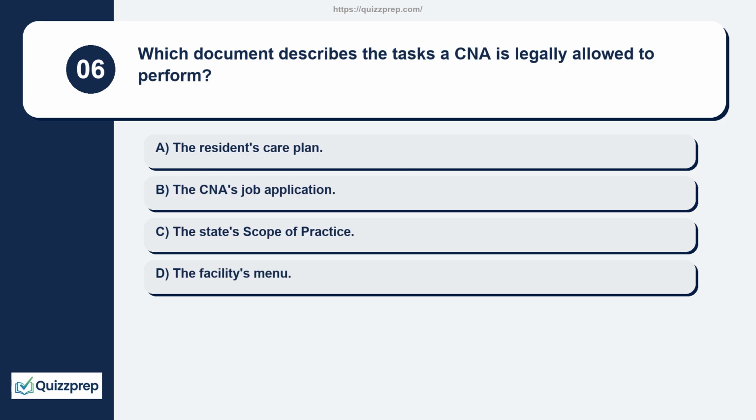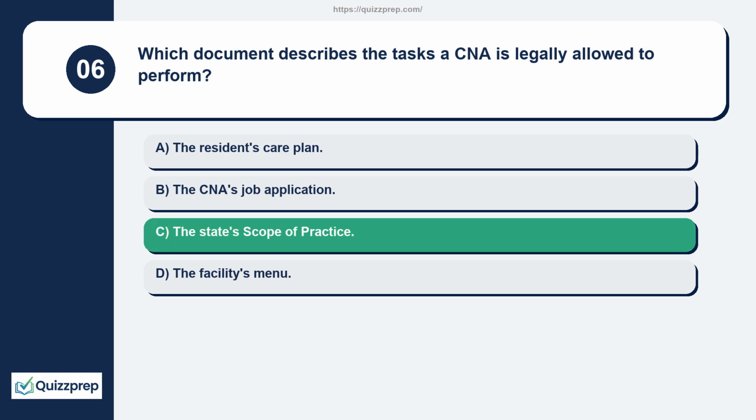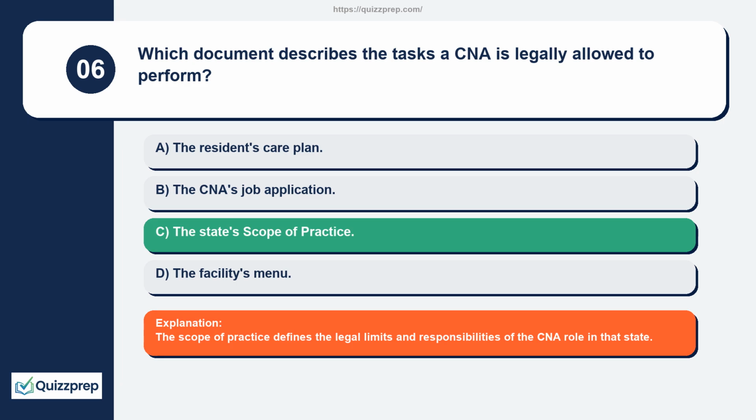Question 6. Which document describes the tasks a CNA is legally allowed to perform? The resident's care plan, the CNA's job application, the state's scope of practice, the facility's menu. The scope of practice defines the legal limits and responsibilities of the CNA role in that state.